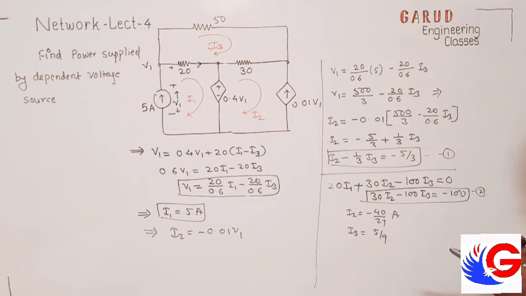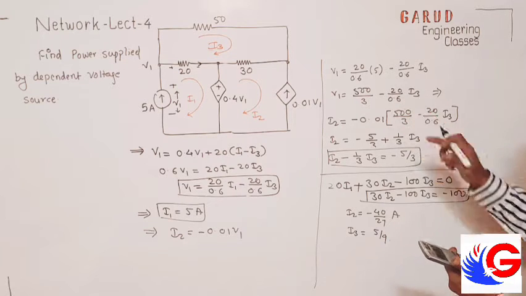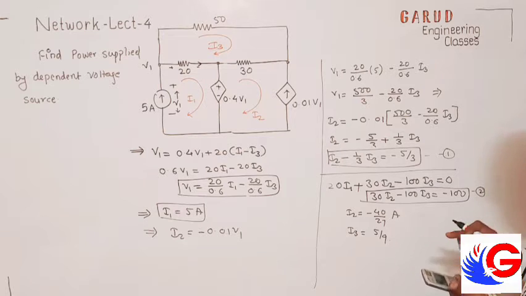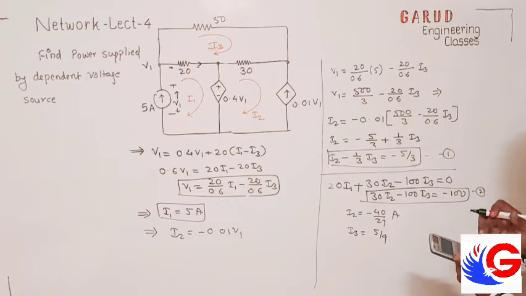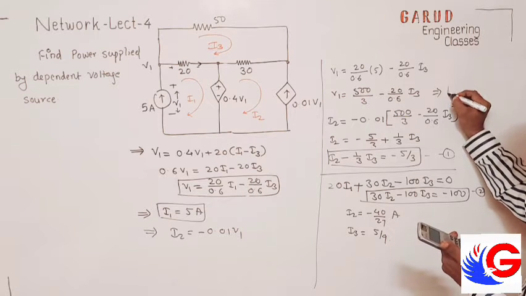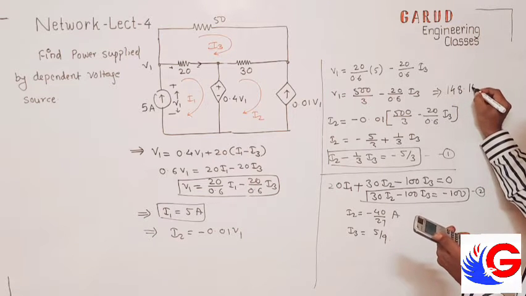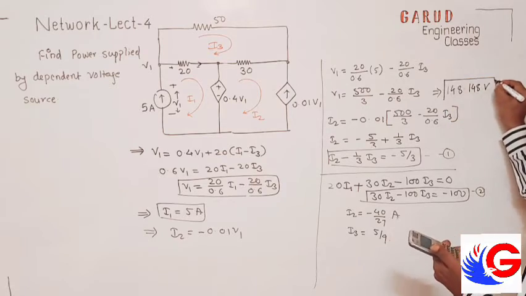So V1 equals 500 by 3 minus 20 by 0.6 into bracket 5 by 9. So this is your voltage. You got V1 equal to 148.148 volts. Correct? This is your final answer.